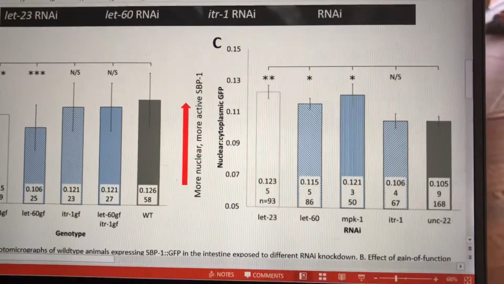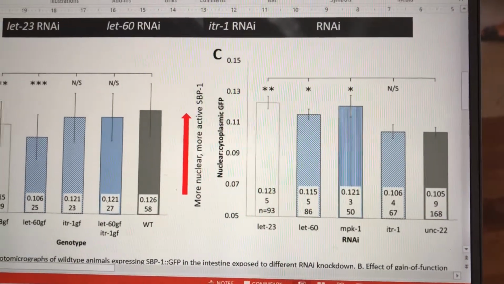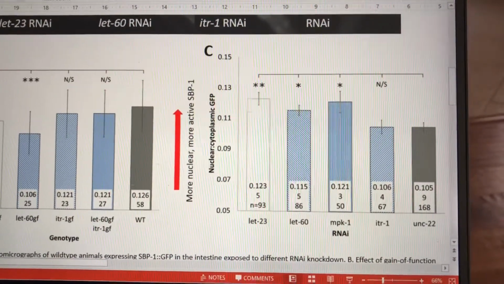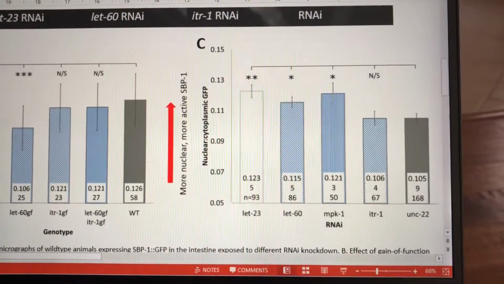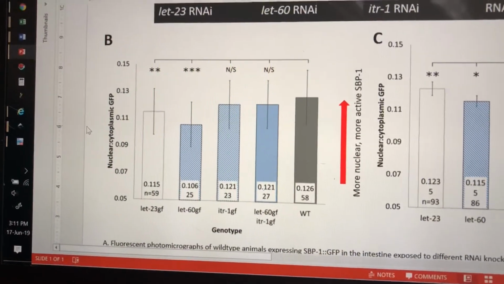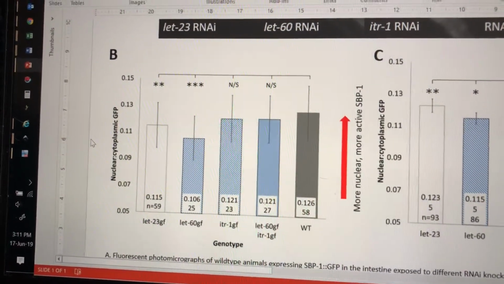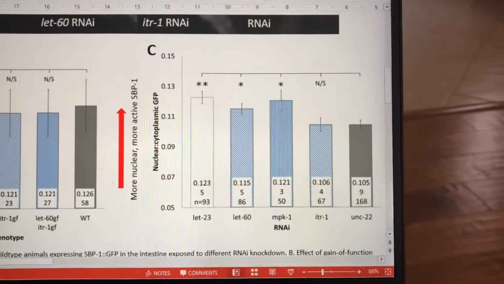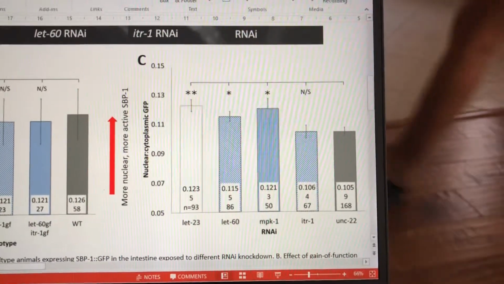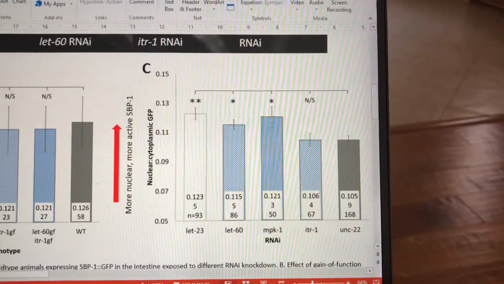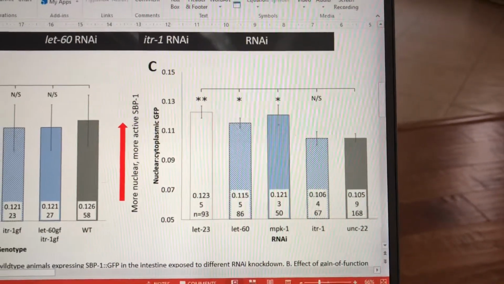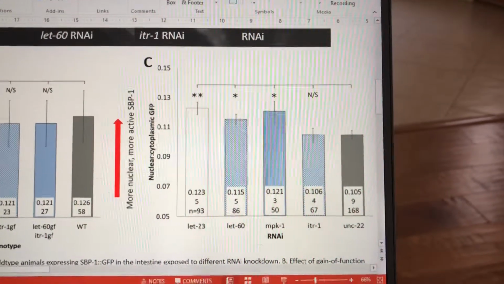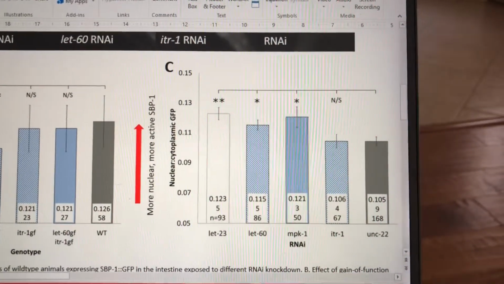If we do the opposite, we can knock down members of those pathways, and if the previous results are valid, we should see the opposite. And so down here it goes down, it's more cytoplasmic, less active. If you reduce gene function, it goes up, and so it's more active, right? So we've got a real good confirmation that whatever LET-23 is doing to lipid synthesis, it's doing it via LET-60 and MPK1 to affect SBP1 activity, essentially.